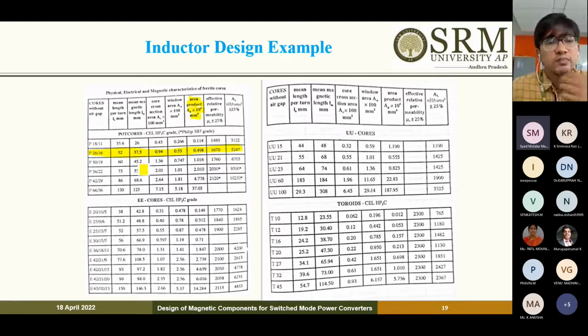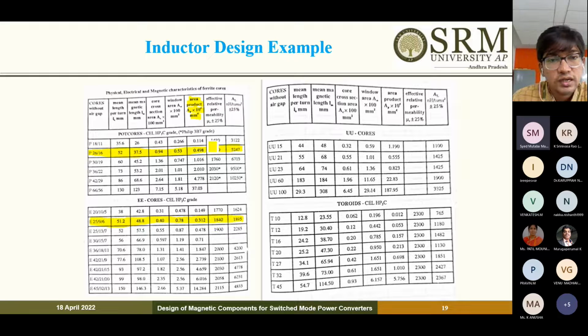This is one way. For example, if you don't have a pot core, then you need to go with the EE cores. If you see the first one, E20 by 10 by 5, it is 0.149. Multiplied with 10 power 4, it is 1490, which is lesser than what we have calculated. Again, if you check E25 by 9 by 6, it has 0.312 into 10 power 4, that is 3120. This core is also suitable for our design.